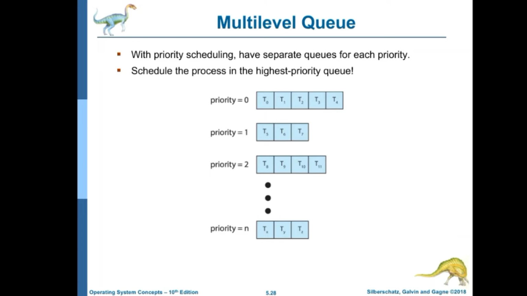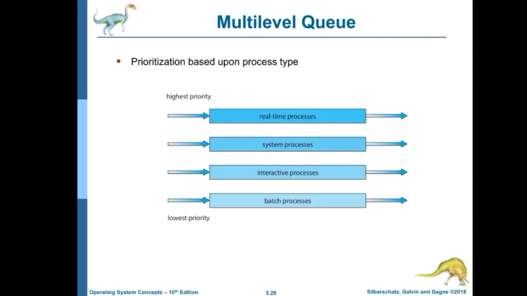Multi-level queue with priority scheduling has separate queues for each priority, and schedules the process in the highest priority queue. Here we can see priority equal to 0, priority equal to 1, until priority equal to n. Multi-level queue prioritization is based upon process type, from highest priority to lowest priority. Here there are four process types: real-time processes, system processes, interactive processes, and batch processes.